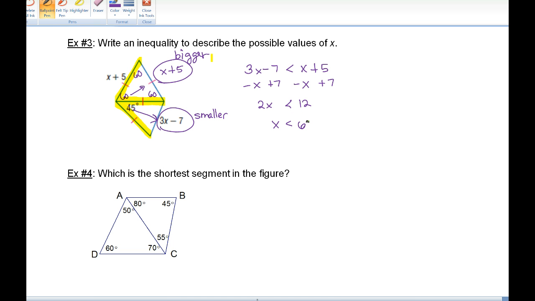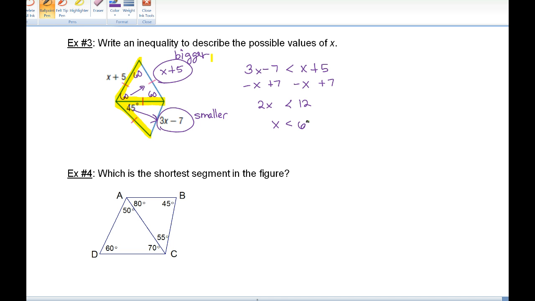So if x is less than 6, now here's where it gets challenging. The rule gets a little more complicated. I have to make sure that x doesn't get too small. I have to make sure that it doesn't become a negative value. So the problem is I have two expressions here: an x plus 5 and a 3x minus 7. Which one do I need to make sure stays greater than 0?